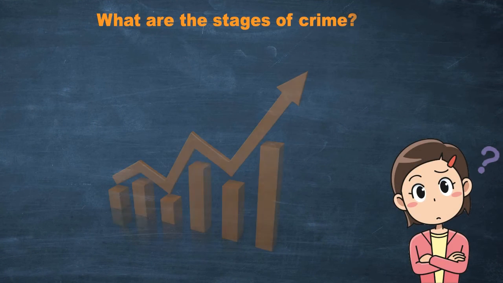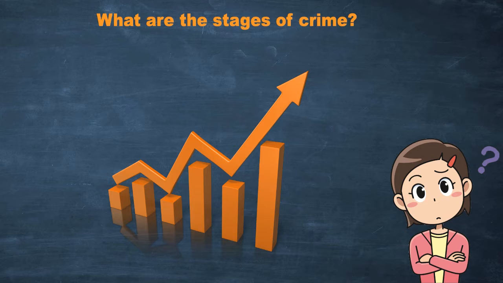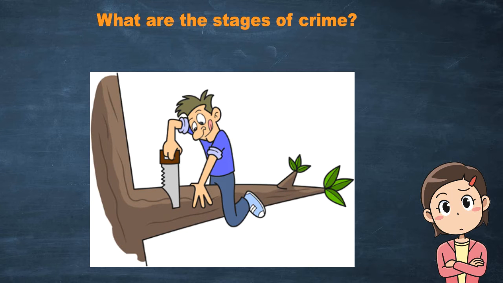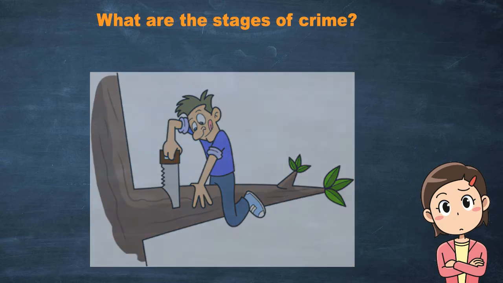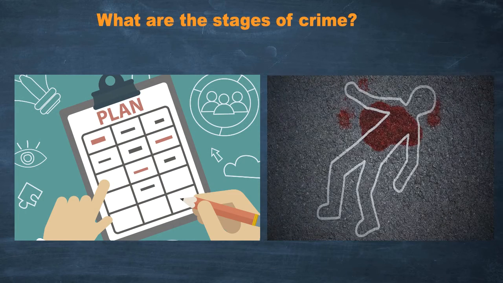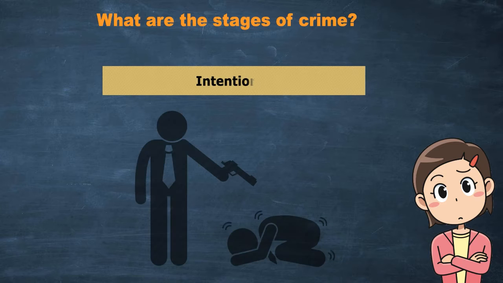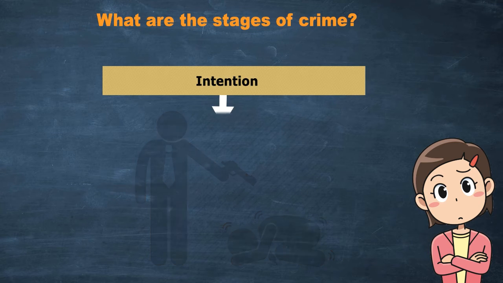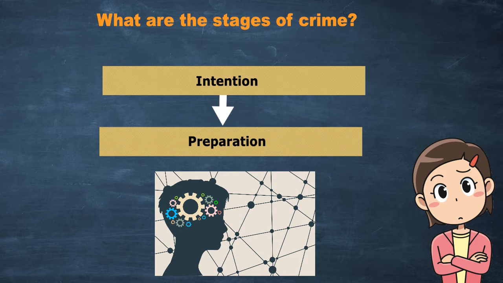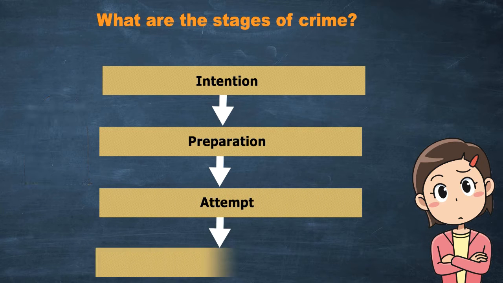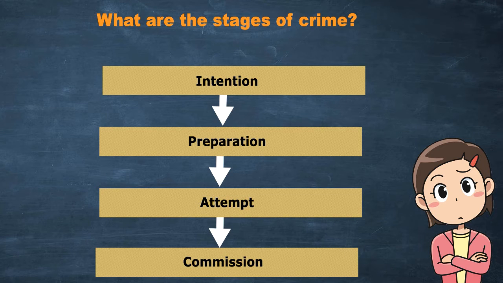Now, the next topic is the stages of crime. Though some crimes are instantaneous, for which no planning is done, largely a crime is planned and then executed, and it has the following four stages. The first one is intention, which is essentially required. The second one is preparation. The third one is attempt. And the last one is commission. So there are four stages of crime.